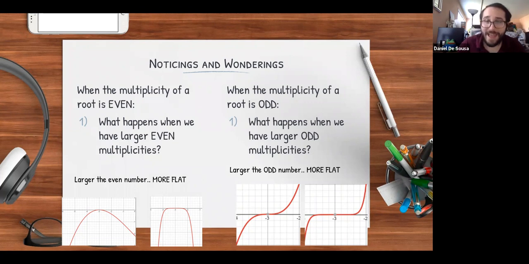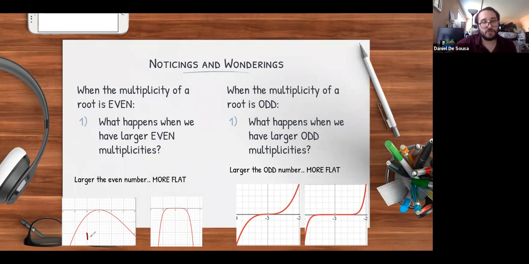Multiplicities tell you what happens around the x-intercepts. If the multiplicity is even, it bounces. If the multiplicity is odd, it crosses through. However, in this lesson, we talked about what happens when you have larger multiplicities. What we learned is when the multiplicity is even, it's going to bounce, but the larger the multiplicity is for an even number, it becomes more flat. But we learned that it's never exactly flat. It's just a very steep curve, okay?